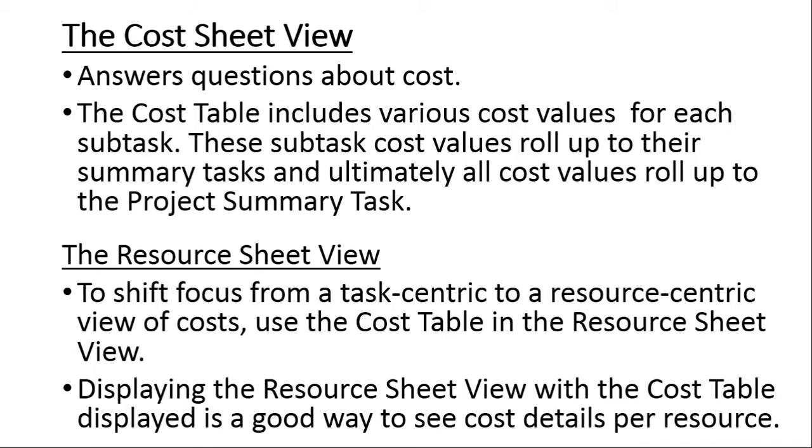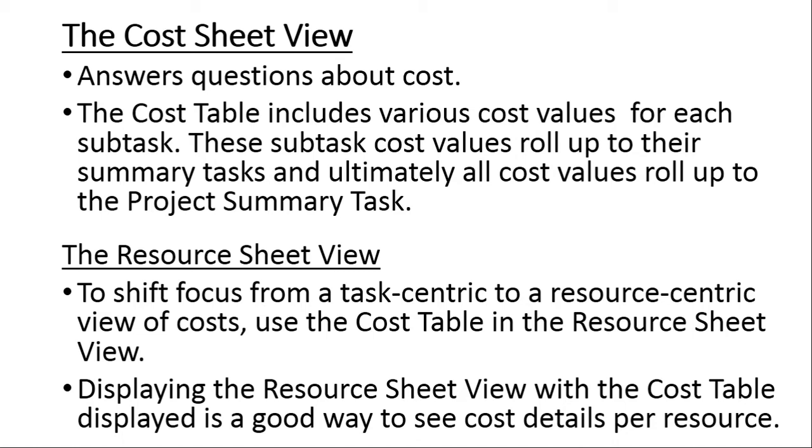The first view is the cost sheet view. So the cost sheet view answers questions about cost. So the cost table includes various cost values for each subtask. So remember, every place where we have created a summary task, you have subtasks underneath it. So the cost of these subtasks roll up to the summary task, and ultimately all the cost values are going to roll up to the project summary task.